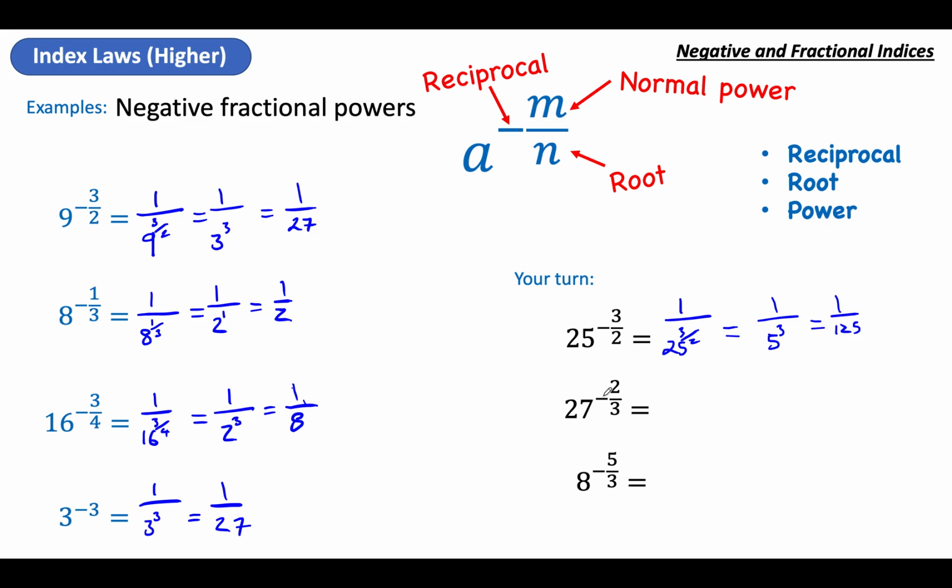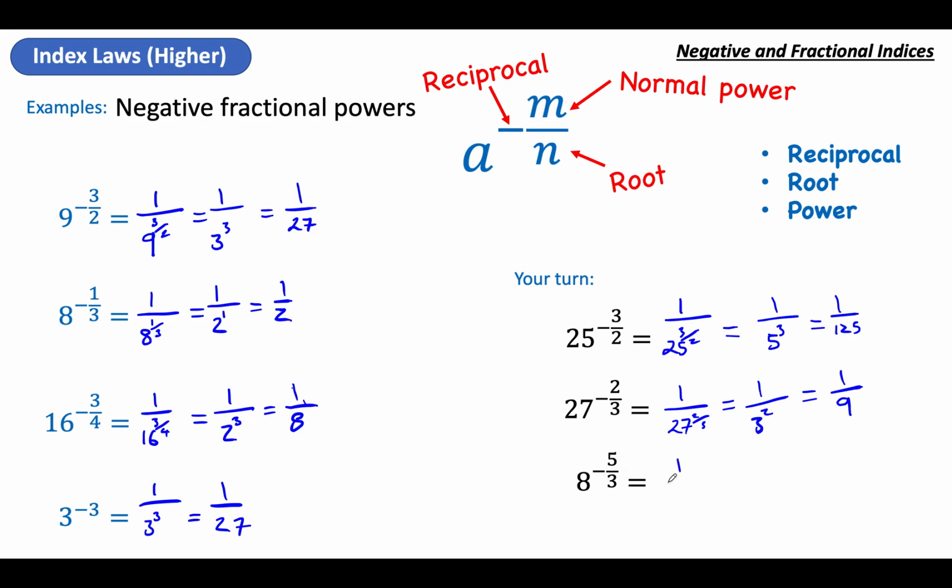Next one. Negative. Okay, so reciprocal. So 1 over 27, and now my power is the same, but positive. So 2/3 again. I've got a 3 here. Got my little 3, so that's a cube root. Cube root of 27 is 3, because 3 times 3 times 3 is 27. My top power is still there. My 2 is still there. So now I use that. 3 squared is 9.